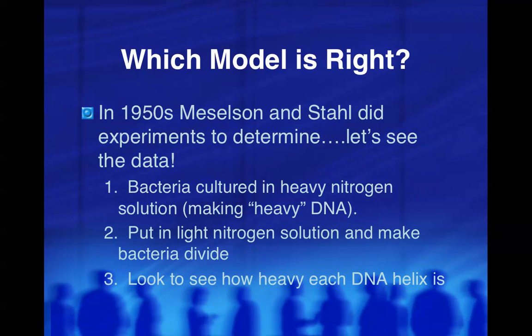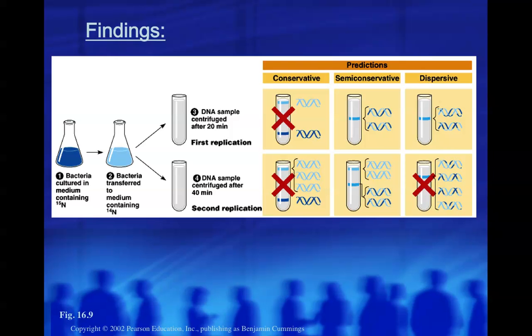So what they actually did was they cultured bacteria in what's known as heavy nitrogen, making your heavy DNA. So your parent DNA was all what's known as heavy DNA. And then they put it in a light nitrogen solution and made the bacteria divide. And then if you figured out how heavy the DNA helix is, then you can determine which one was right. Because if you look at the possibilities and findings, if it was conservative, after the first replication, you should have a full heavy and a full light, but they actually didn't find that.